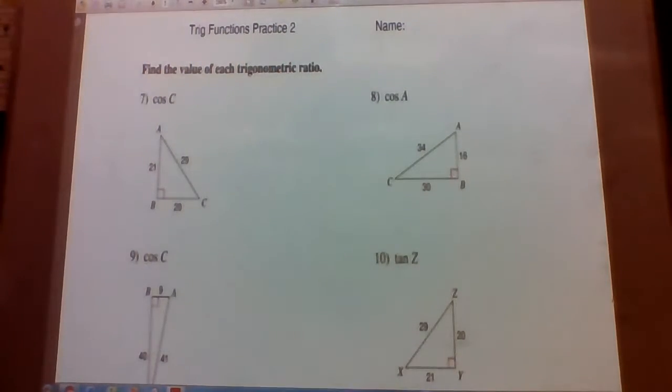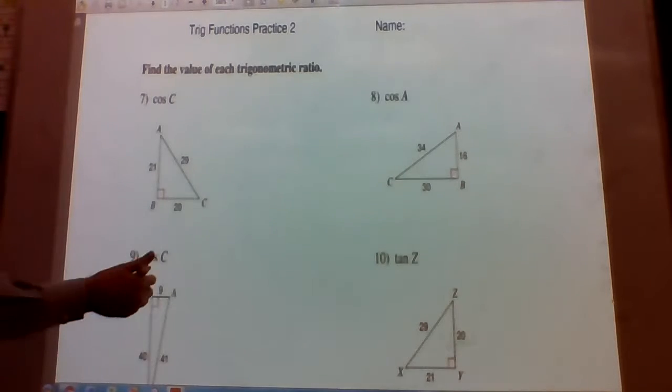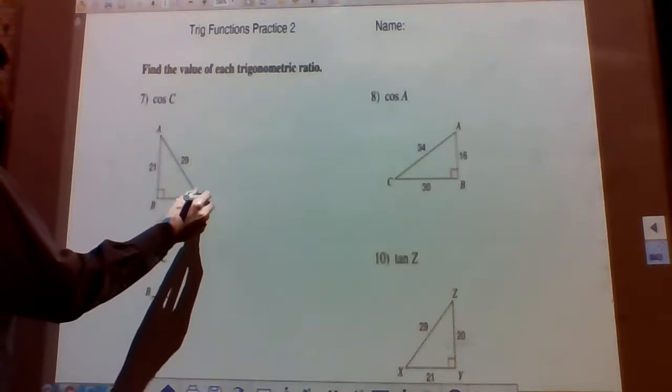Okay, this was the trig functions practice that we did in class on Thursday, February 28th. So the first 6 problems want us to find the value of each trigonometric ratio. The first one is asking us about the cosine of C.